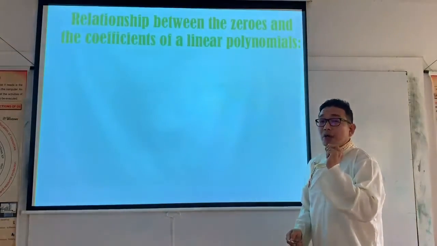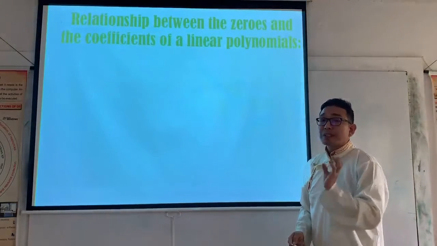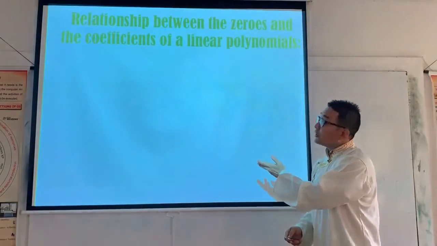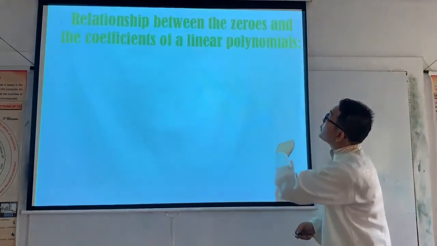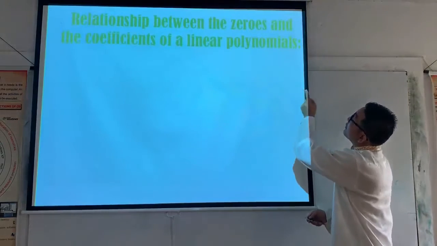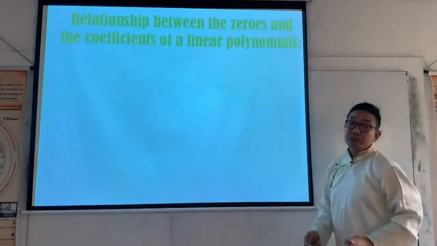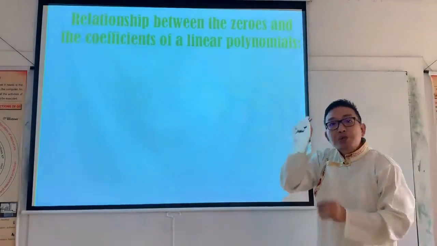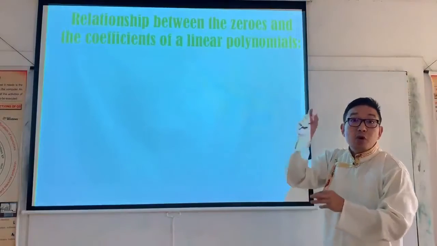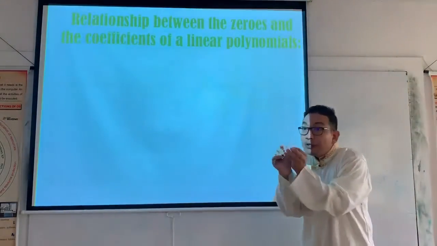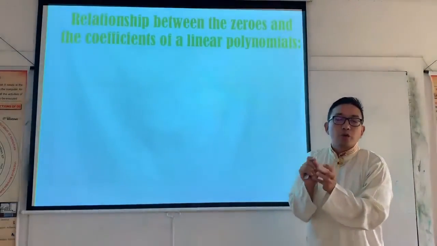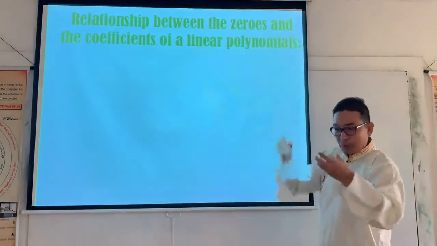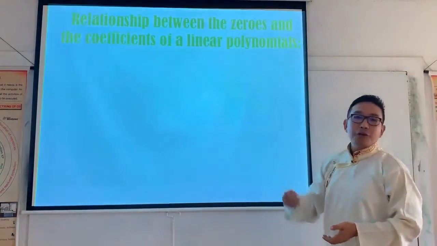The zeros of a polynomial are the values for which the polynomial value is 0. Today, the relationship between the zeros and the coefficients of a polynomial. Zeros are values where the polynomial has value 0. The coefficient of x square, the coefficient of x, and the constant term.